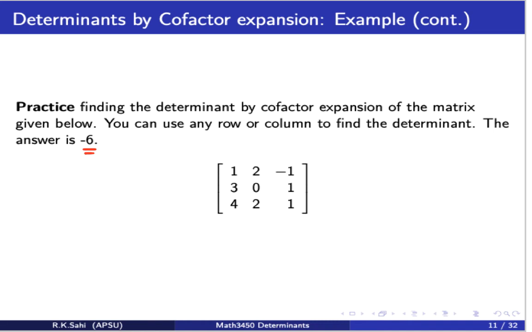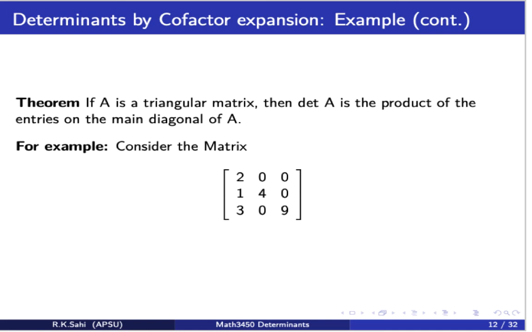Let's look at one more theorem over here. If you have a triangular matrix, then the determinant of A is the product of the entries on the main diagonal of A. So it's wonderful, guys, because we don't have to worry about applying the cofactor expansion; even if you apply it, you will see it will still be doing the same thing. So I'll do both of them for you. But according to this theorem, the determinant is the product of the entries. So the determinant of A is what? 2 times 4 times 9. It's 72.